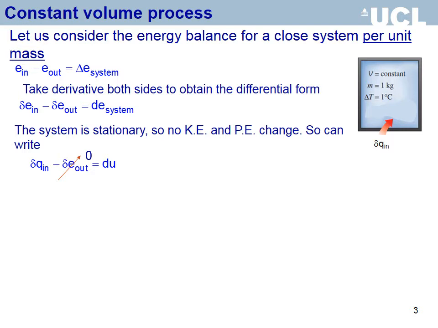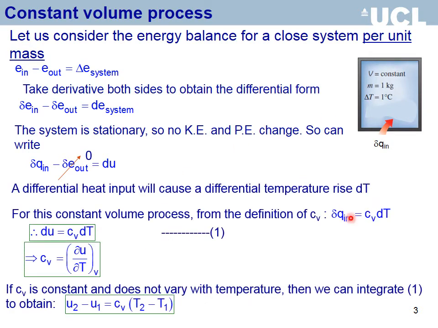Now, by definition, the heat that I'm providing will change the temperature, right? So I can write this heat input as CV times dT. Why CV, or specific heat at constant volume? Because we are analyzing a system at constant volume.